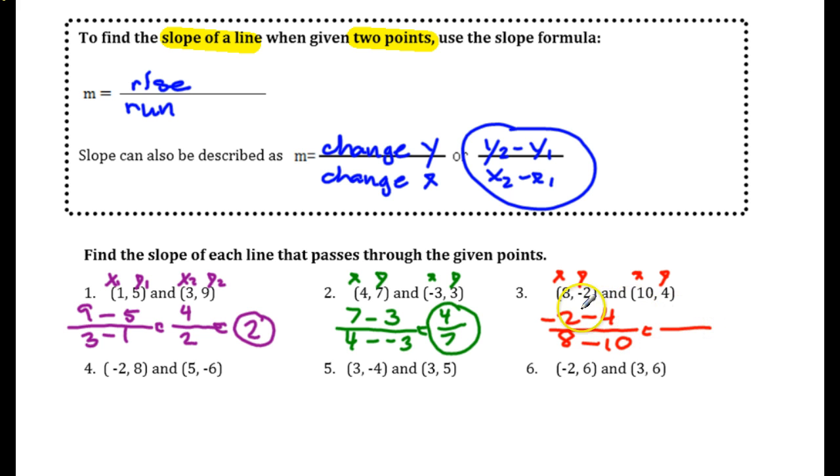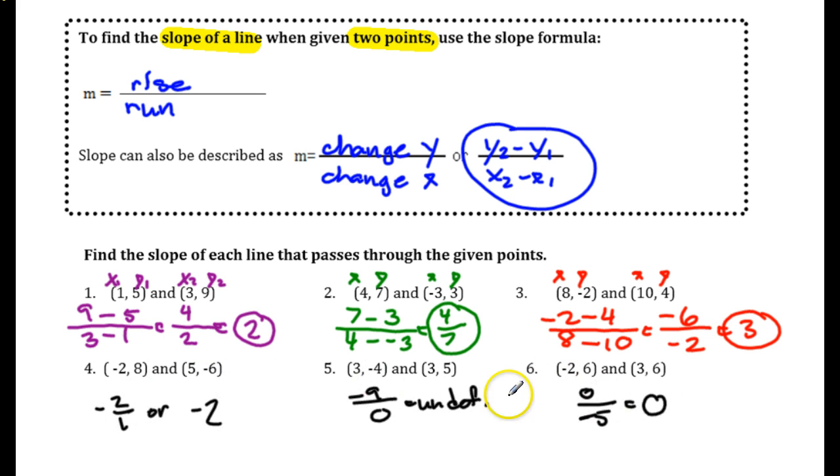Alright, so let's simplify this fraction. Negative 2 minus 4. Always use your calculator to be sure, but that's a negative 6. 8 minus 10 is a negative 2. And if I type that in my calculator, negative 6 divided by negative 2, I get a positive 3. Okay? Alright, so do this. Pause the podcast right now. Try these next 3. Alright, and then unpause it and check your answers here.